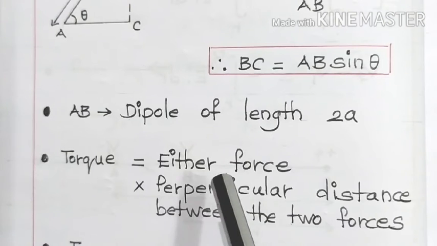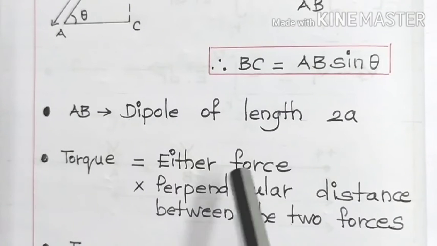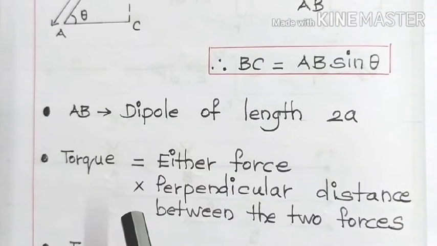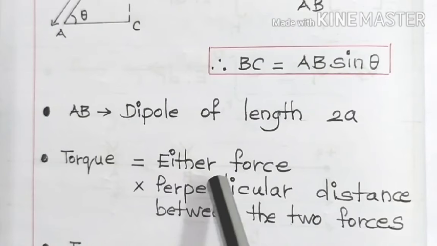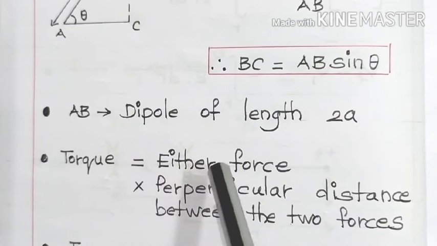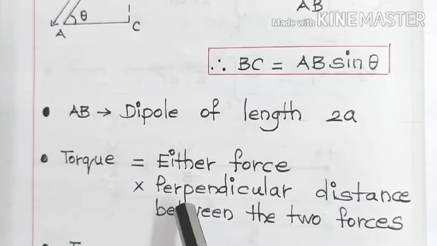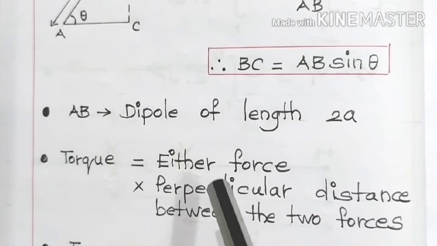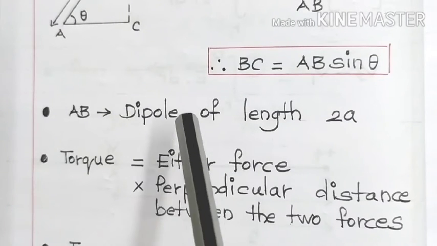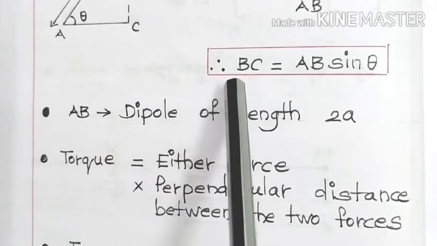Already we have seen there are two forces acting in opposite directions. In these two forces, let us take either of the forces and we need to multiply it with the perpendicular distance between the two forces. That's what I have said already. Perpendicular distance is nothing but this BC.